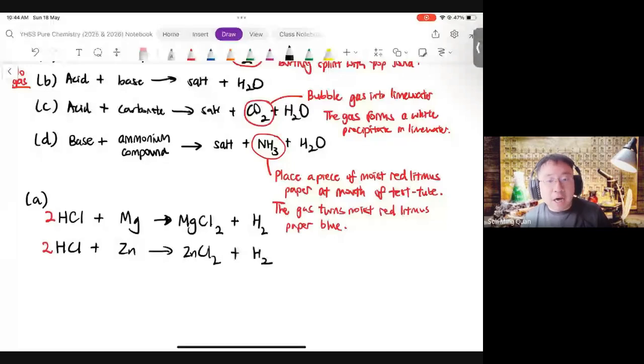All right. Now, of course, these are the chemical equations without state symbols. So do you write state symbols or do you not write state symbols? It depends on the question. If the question required you to write state symbols, they will say so.